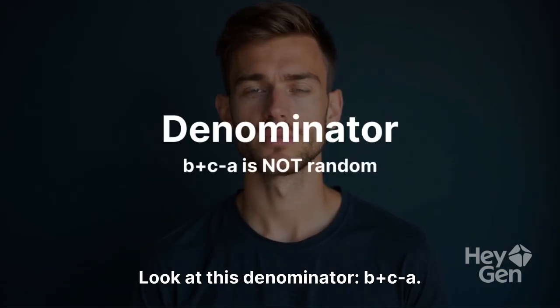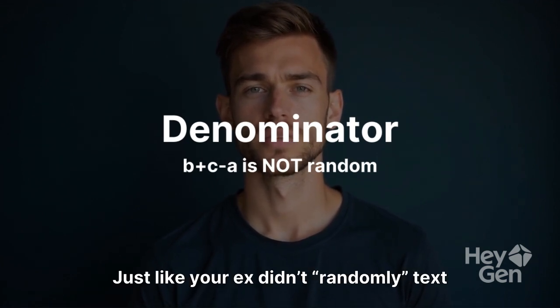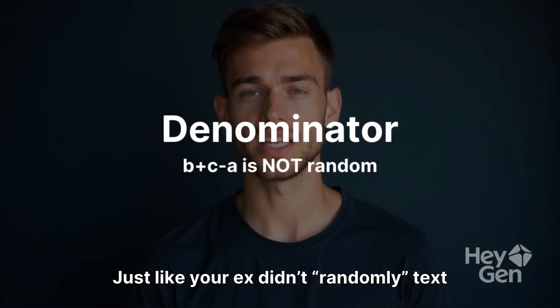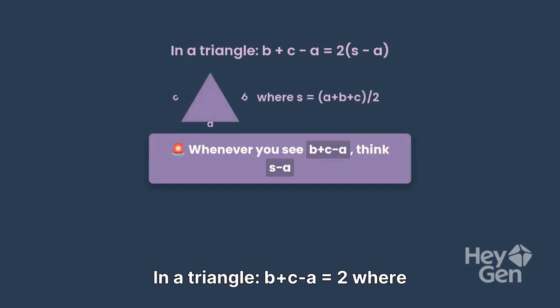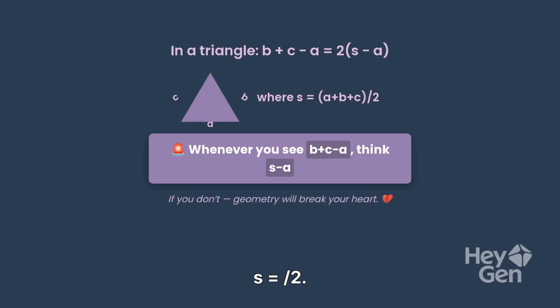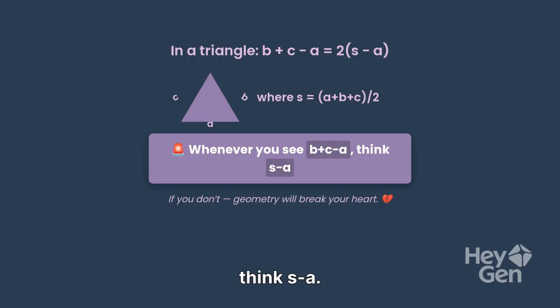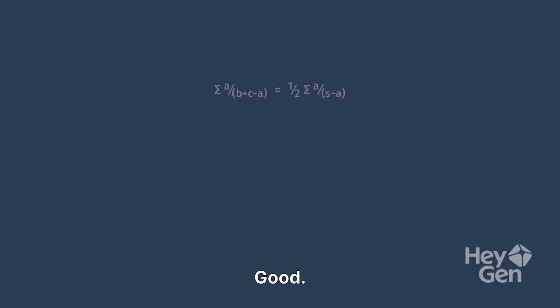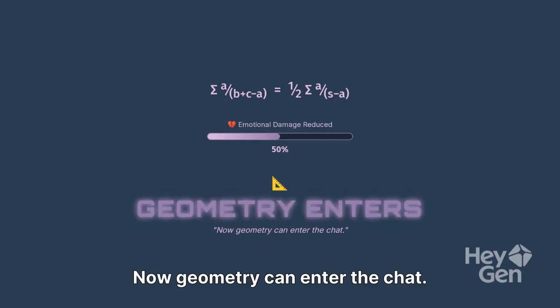I'll wait. Look at this denominator. B plus C minus A. This is not random. Just like your ex didn't randomly text you at 2 a.m. In a triangle, B plus C minus A equals 2(S minus A), where S equals (A plus B plus C) divided by 2. Whenever you see B plus C minus A, think S minus A. If you don't, geometry will break your heart. Good! We've reduced emotional damage by 50%. Now geometry can enter the chat.